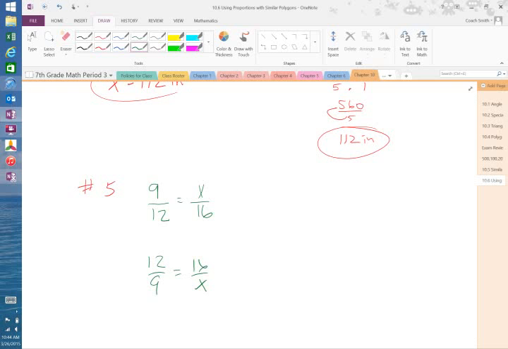Now, your homework. It's not very much. We have 10.6, 1 through 12. All of them are pretty much what we just did, setting them up as proportions like we did. To do tomorrow. Bring your devices tomorrow, your phones or your tablets. You may go.